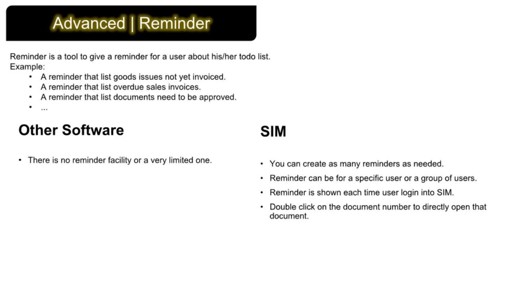If you accidentally close the reminder form, you can always access it back from reminder menu. If you want to open a document, just double-click the document number from the reminder form. Use case scenario includes showing list of goods issue not yet invoiced. Reminder that list overdue sales invoice for collection department. Other softwares may not have this facility or have a limited one.